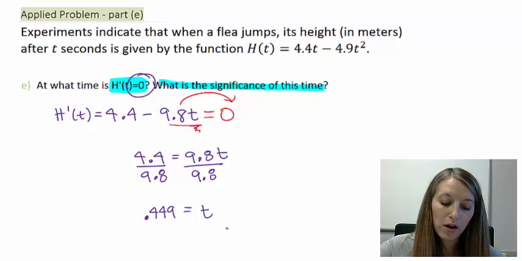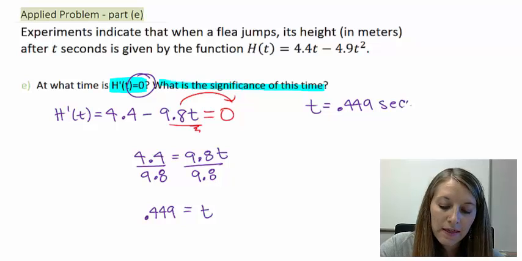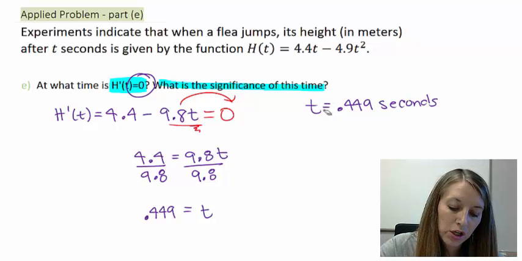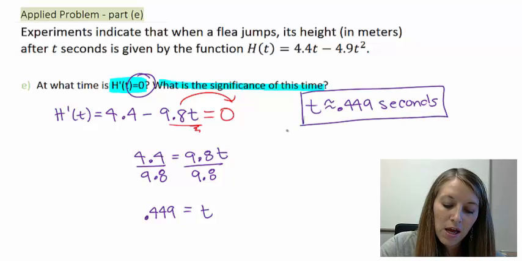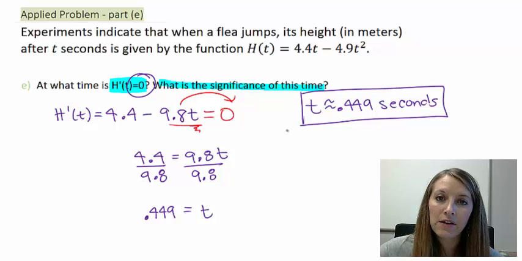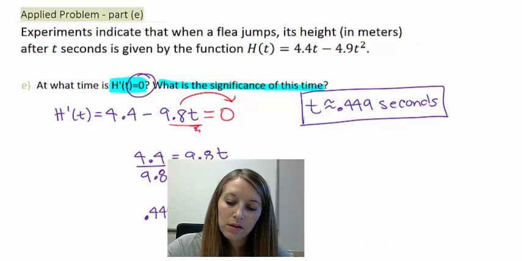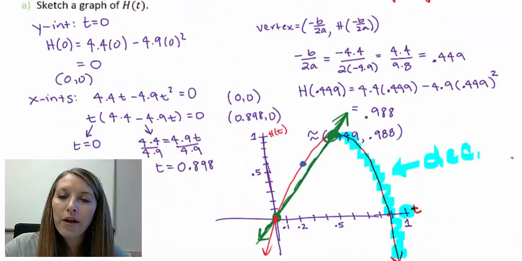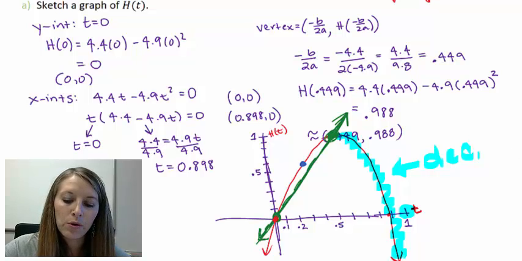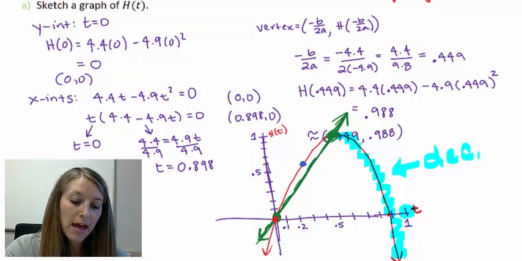So the first part of this question asked, at what time is h prime of t equal to 0? Specifically, the time is approximately 0.449 seconds, and that is actually a rounded number, so I should change this symbol here. That's the first answer. And the second answer was, what is the significance of this time? Well, let's go back and look at the graph, and see, did we see that 0.449 any other place when we were graphing this? And we did. We actually saw it in our calculations right here.